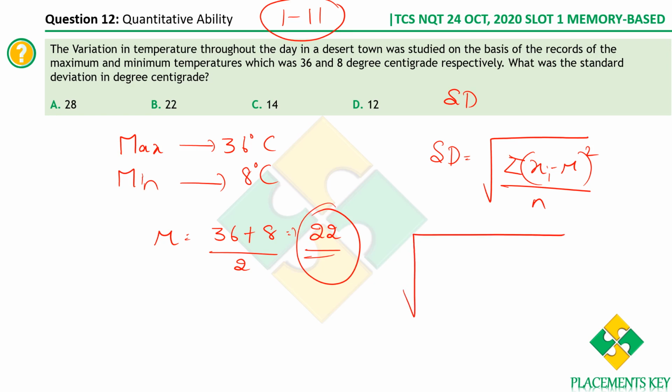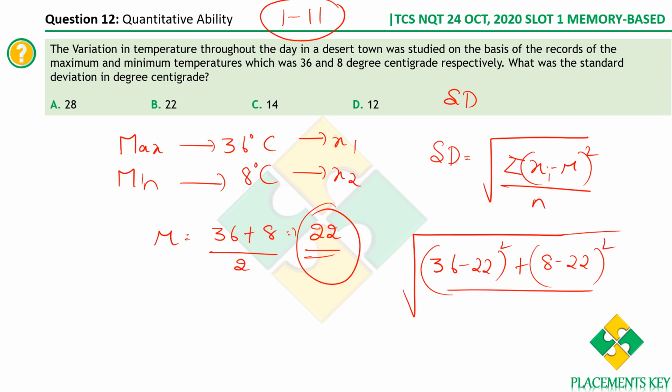Square root of sigma, that is first 36 minus 22 whole square, so this is x1 and this is x2. Therefore we'll just do 36 minus 22 whole square plus 8 minus 22 whole square, that is x2 minus mu, divided by n. Number of observations is 2. Is that clear? Sigma xi minus mu whole square divided by n, right? Since you have two observations here, 36 and then 8. So 36 minus 22 whole square plus 8 minus 22 whole square.